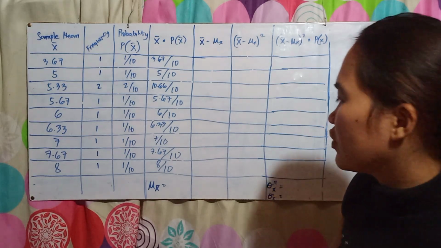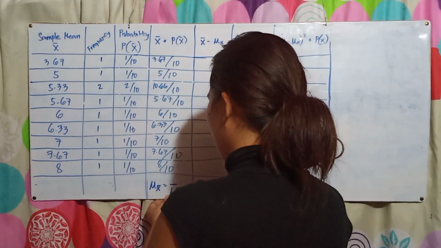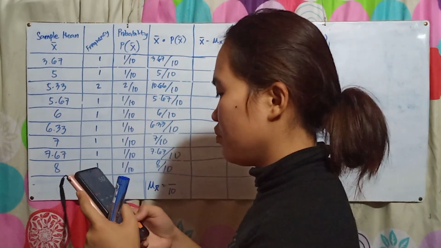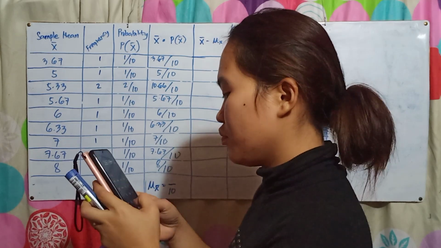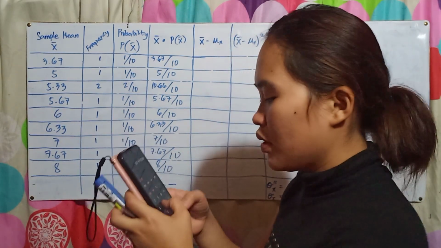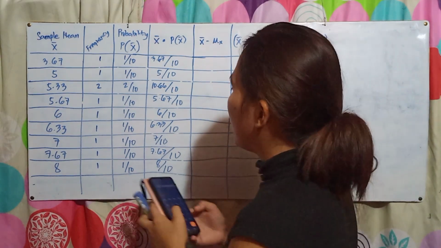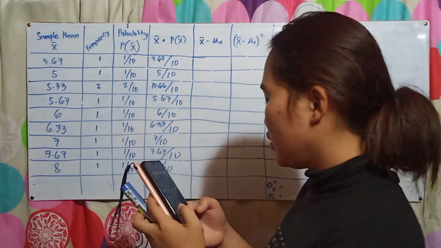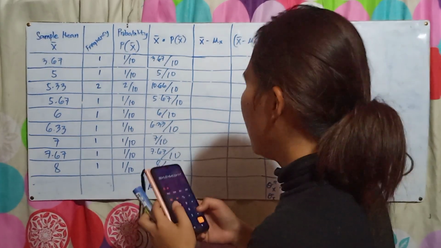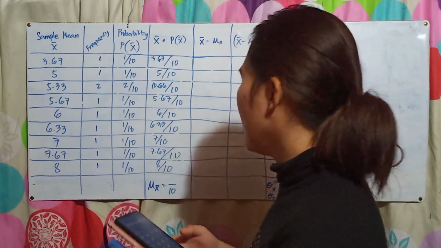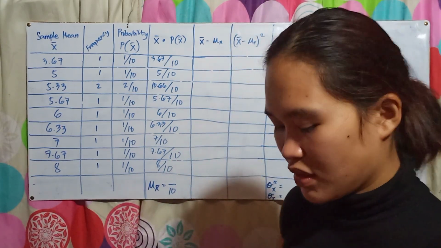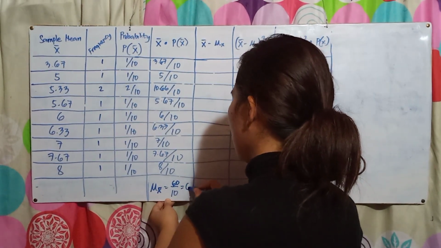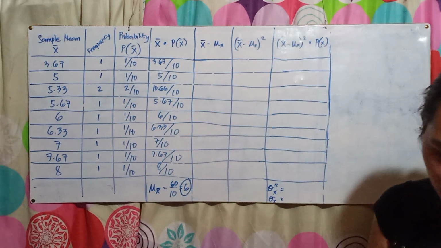Next, add the numerators and copy the denominator. So 3.67 plus 5 plus 10.66 plus 5.67 plus 6 plus 6.33 plus 7 plus 7.67 plus 8 is 60. So 60 divided by 10, the answer is 6. So our mean is 6.